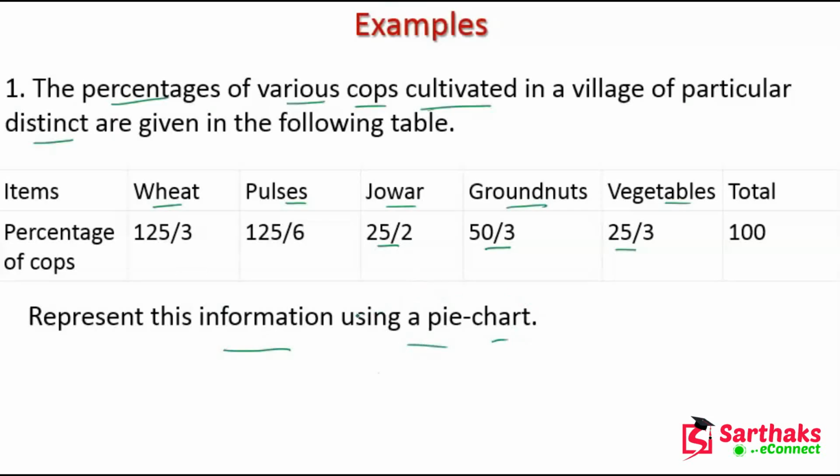First of all, my dear friends, we have to find the central angle of each component. And how can we find the central angle? The formula: central angle is equal to component value divided by 100, because the total is 100, into 360 degrees. Let's calculate the central angle.